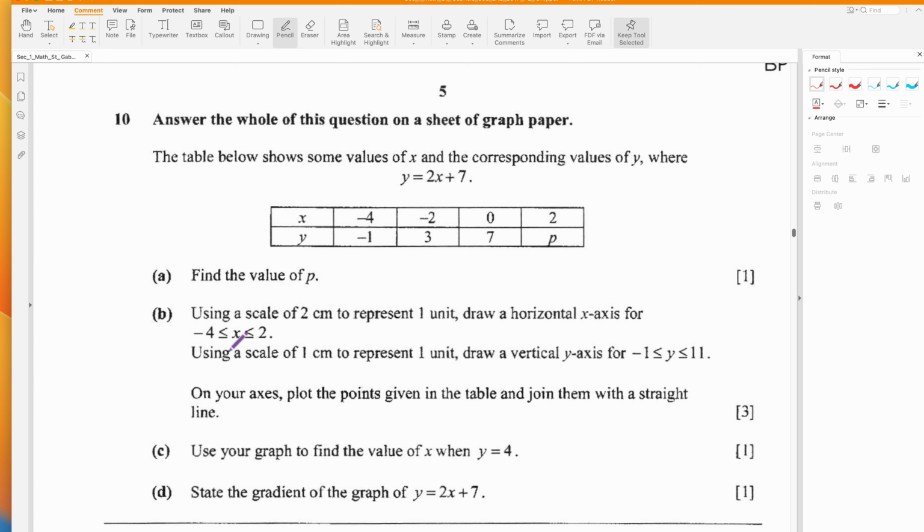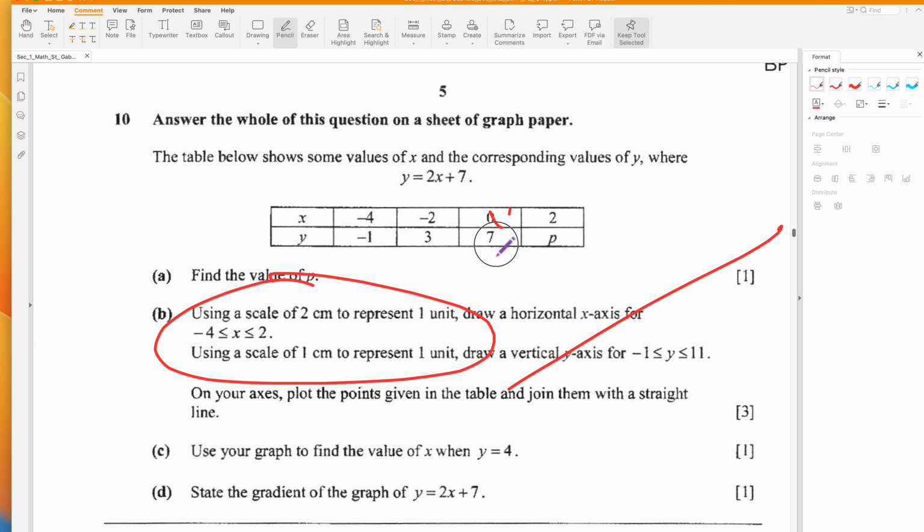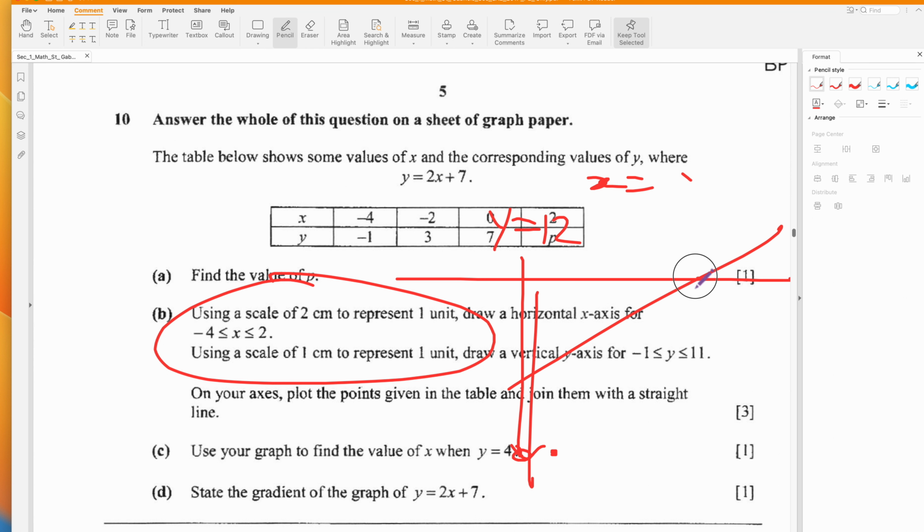Like problems with the scale, you didn't follow the scale, right? And when you are asked to get y equals 12, x equals what, you will read here instead of drawing a line here. Why not you read here?